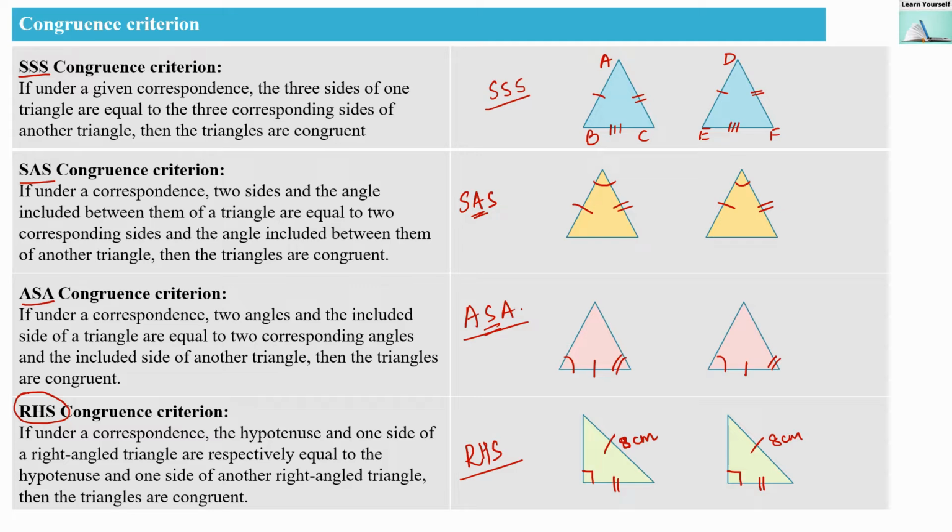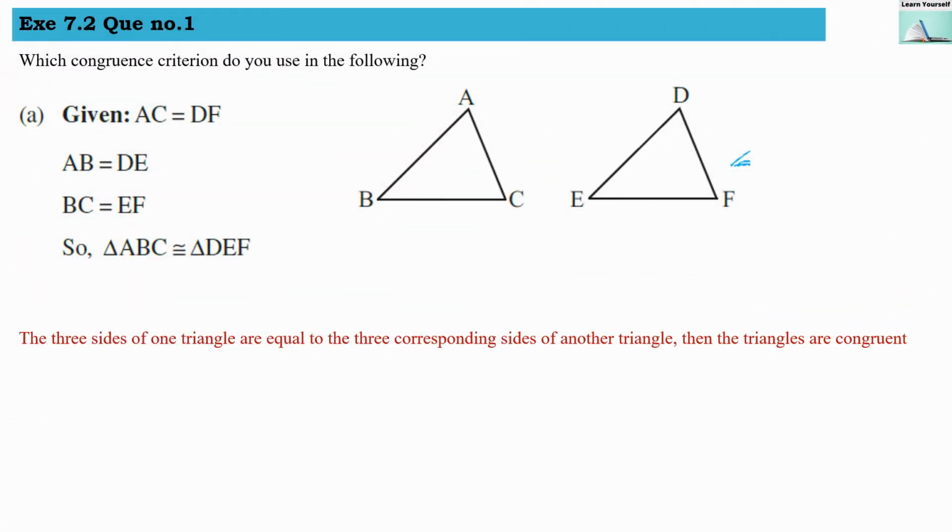Now let us go back to our exercise. Exercise 7.2, question number 1. Which congruence criteria do you use in the following? They have given us three things which are equal to each other. AC is this line segment and it is equal to DF. So it is equal to the other triangle's DF line segment, and then AB is equal to DE, and BC is equal to EF.